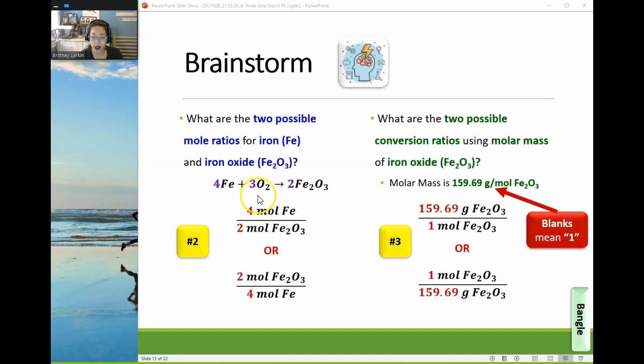All right, so let's go ahead and look at our responses here. So these are the two possible answers for question number 2. Make sure you have both answers, 4/2 and 2/4 with those correct units. And then same thing over here for number 3. Make sure that you have a fraction checked off with 159.69 over 1, right, grams and moles matched up with those. And over here, the reverse, 1 over 159.69, again making sure that those units are correct. Pause the video, continue playing when you're ready.